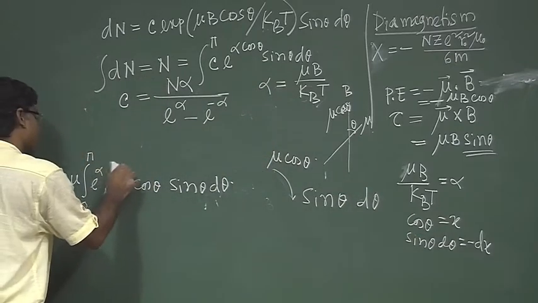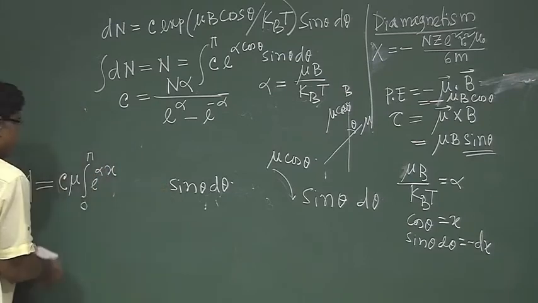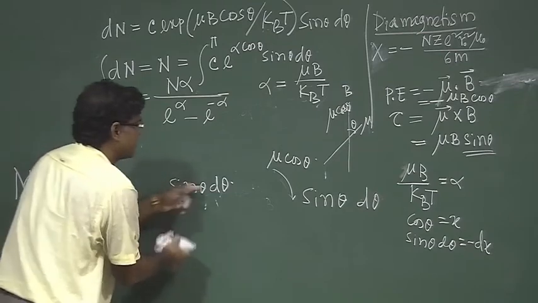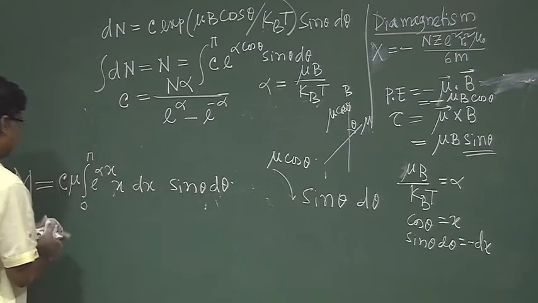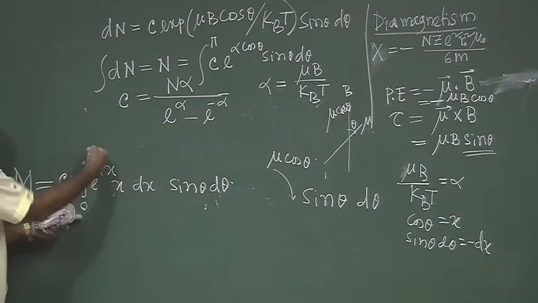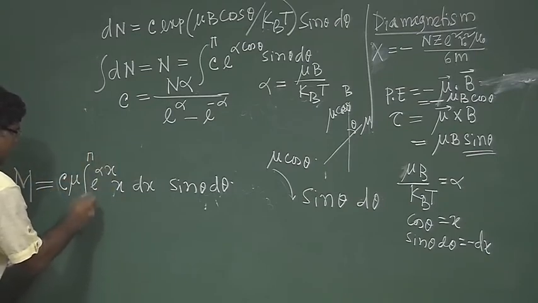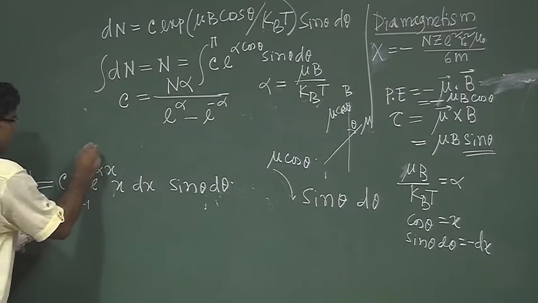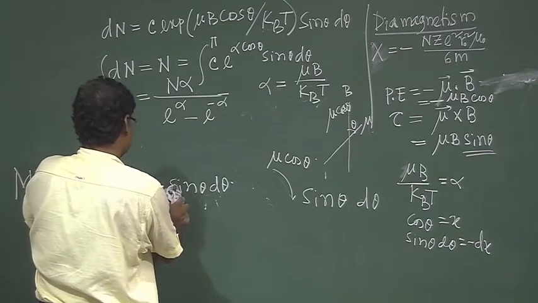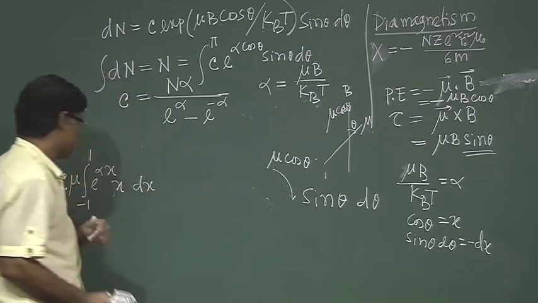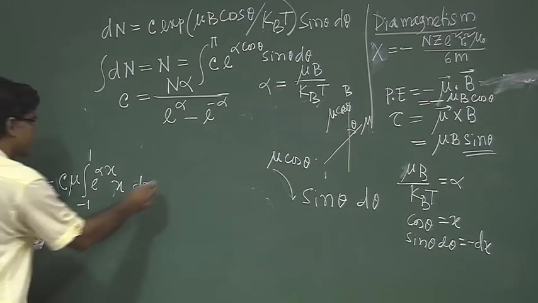So, cos theta will be x, and sin theta d theta will be minus dx. The limits were pi to 0, so pi is minus 1 and 0 is 1, as we have done earlier. So, this integration we have to do, I replaced with dx. This needs integration by parts.